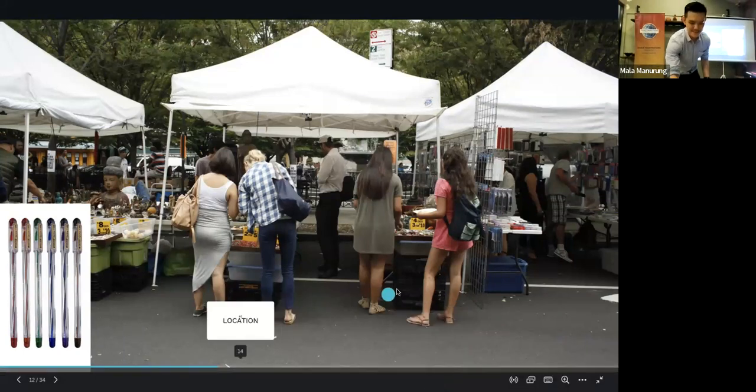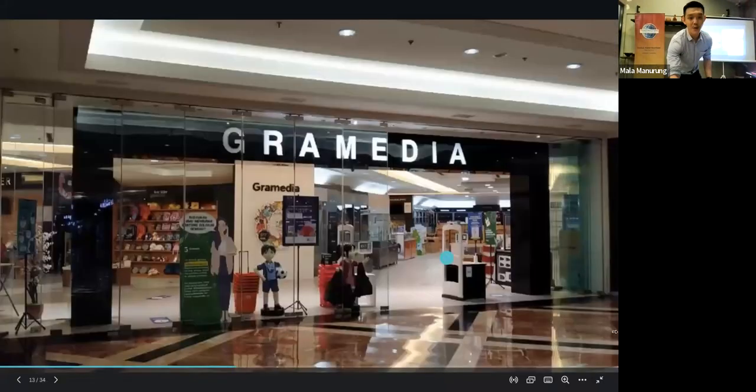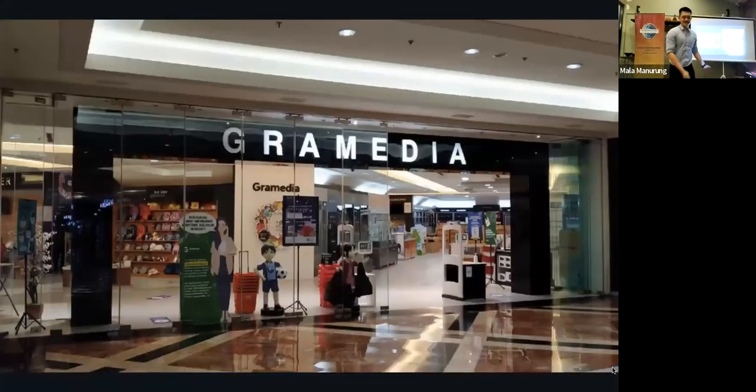But what if we bring the pen here? Ta-da! Ramen here. And this shop is actually not my favorite shop because they always mark the price up like twice, like quadruple the price. So I don't really shop at Gramedia.